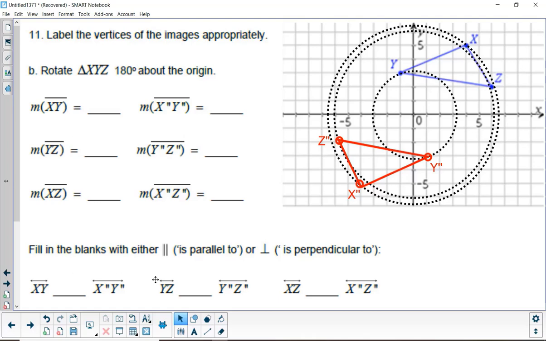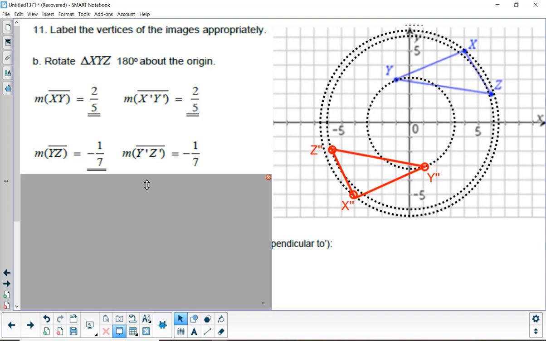So we need to calculate the slopes and find out if things are perpendicular or not. So if you look at XY and also X double prime and Y double prime, they seem to be parallel, and they are. So the slope is going to be up 2 and over 1, 2, 3, 4, 5, so 2/5 and 2/5. So we'll go ahead and finish filling those in.